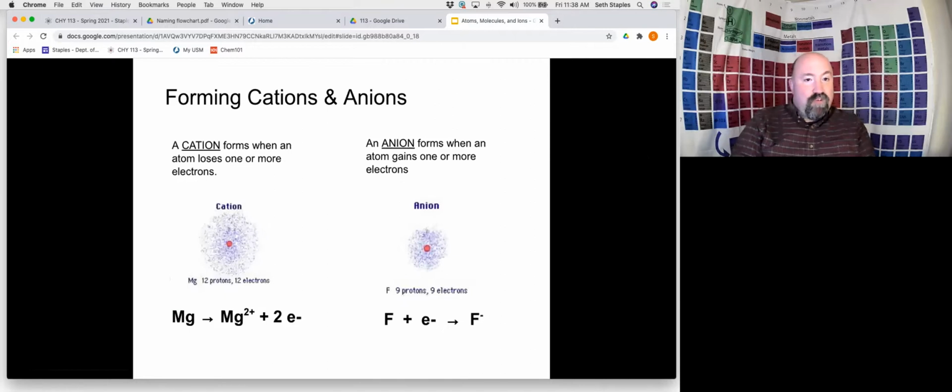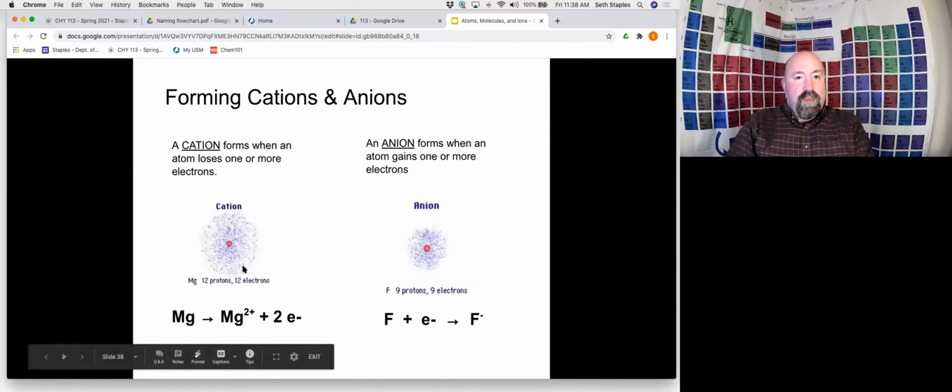If we look at a picture of what that might look like, then in the case maybe of magnesium, for instance. So magnesium is going to lose 2 electrons in order to form a magnesium 2+ ion. Fluorine is going to gain 1 electron in order to form a fluorine 1- anion.